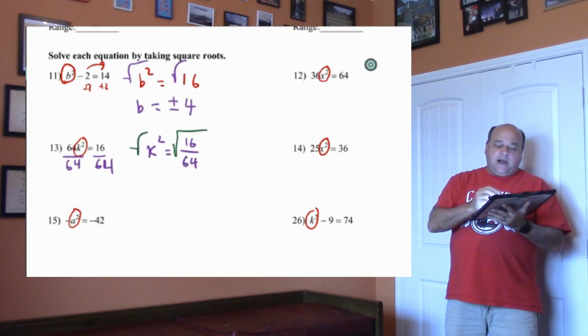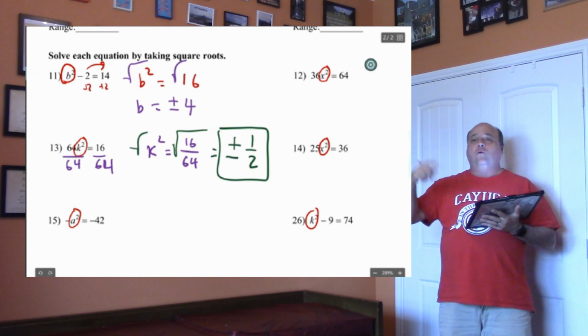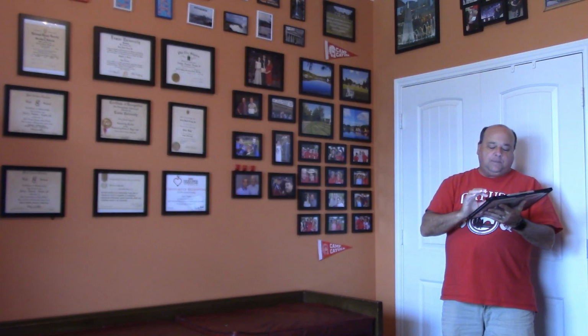Okay, but to put our answer down, we need to put a plus or a minus in front of that. So the answer is either going to be a positive 1/2 or a negative 1/2. You should be able to finish the rest of those problems up on your own.